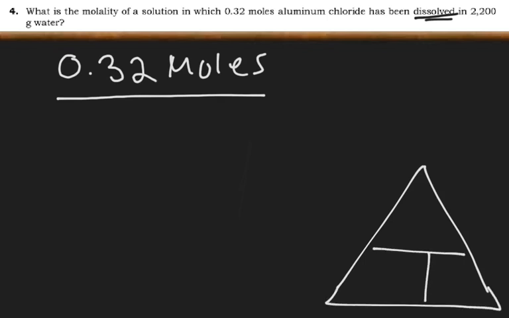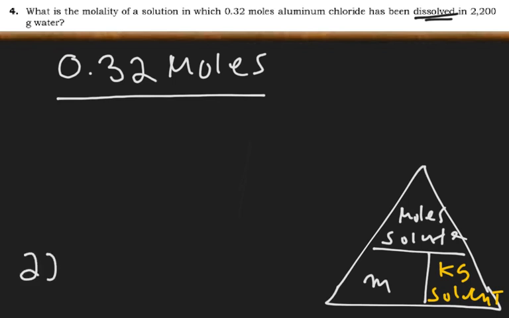All right, so we got to be careful. And once again, I like to put my triangles whenever I'm doing a problem. We have our little m, molality. We have our moles of solute here, and over here in our solvent section, we have kilograms, kg of solvent. All right, the guy that's doing the dissolving. So before we do anything else, we have to find out how many kilograms are in 2,200 grams.